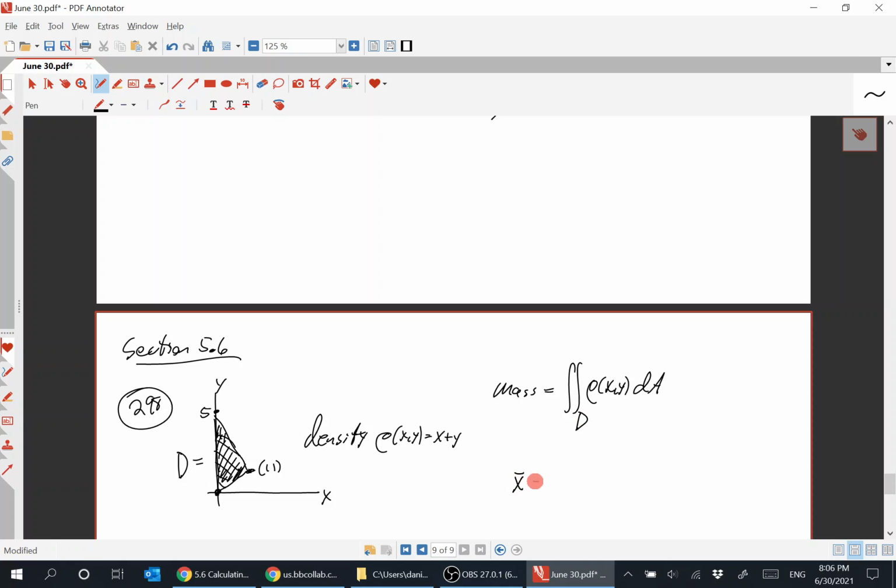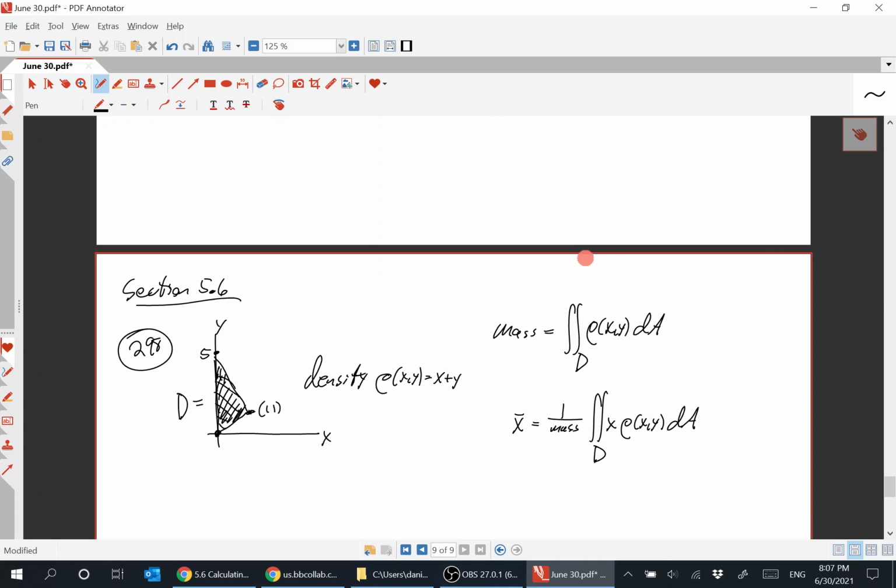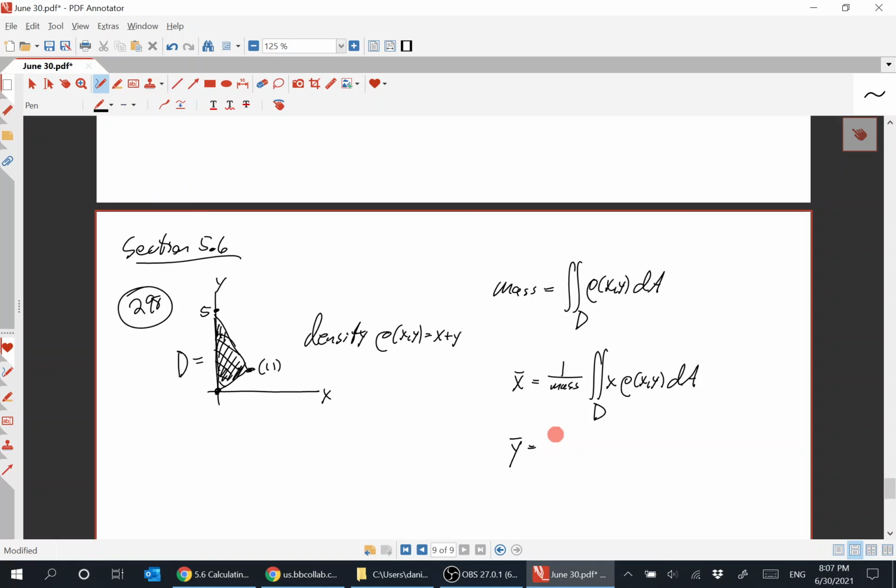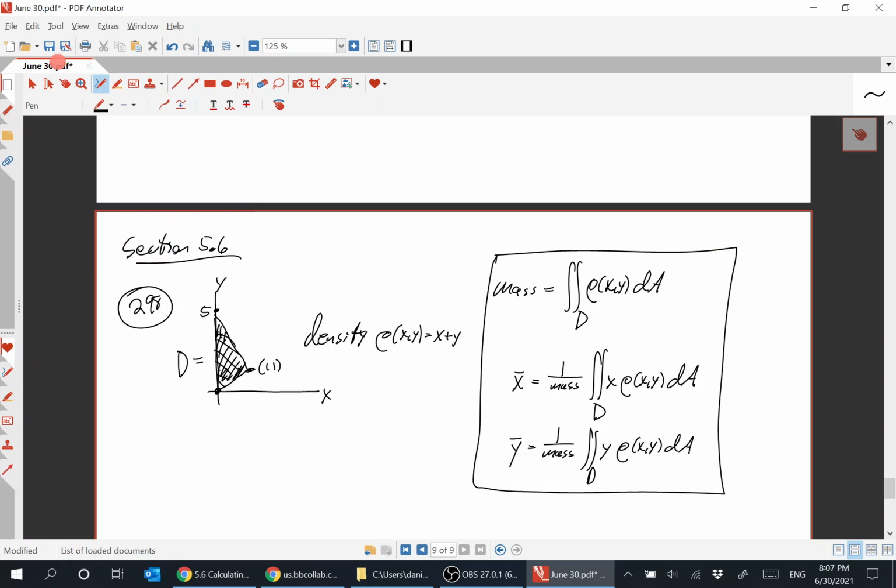And then for the center of mass, x bar is 1 over the mass, double integral over D, x rho x, y, dA. And then the y-coordinate is 1 over the mass, double integral over D, y rho x, y, dA. And then in 3 dimensions, it's the same thing, except you're going to have a z bar, which is just the triple integral of z rho x, y, z. It's all very clean, the formulas here.